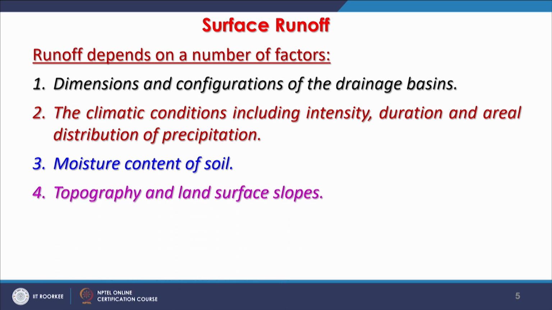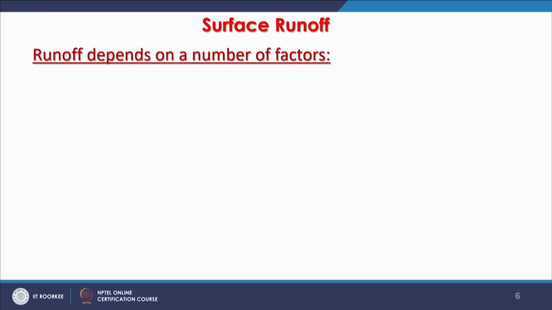Topography and land surface slopes, because gradient is important. In earlier discussions also, in the case of permeability and hydraulic conductivity, this is what we have been discussing. So, the topography and land surface slopes also influence the surface runoff.